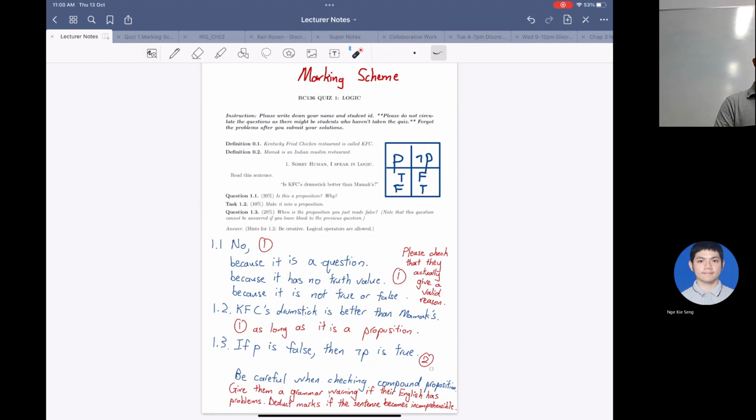And then 1.3, what is it? Actually, what is this question asking? When is the proposition you make just false? If P is false, then not P is true. So it is when not P is true. When P is false, not P is true. So this question is asking about the negation of the statement. The third question is asking about the negation of the statement.